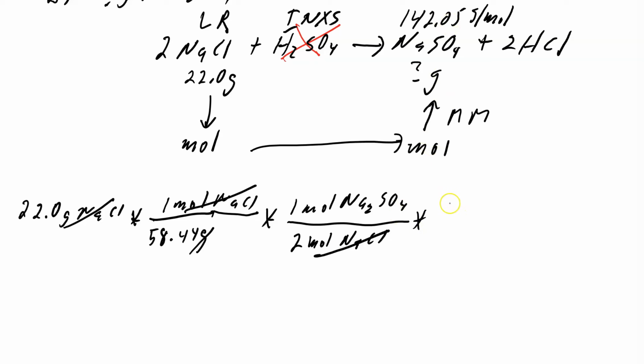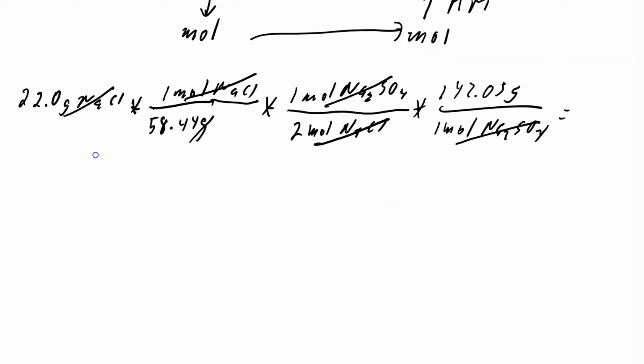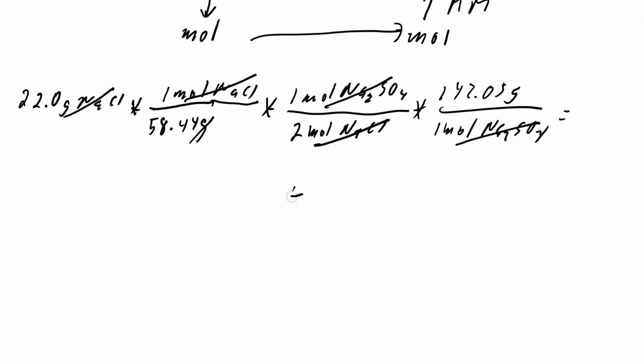Now I'm going to convert to grams. I use the molar mass, 142.05 grams in 1 mole of Na2SO4. Moles of sodium sulfate cancel. So now we've got everything set up. We have grams in our numerator for our answer. Turn on the calculator, do the math, and we get a value of 26.7 grams of sodium sulfate.